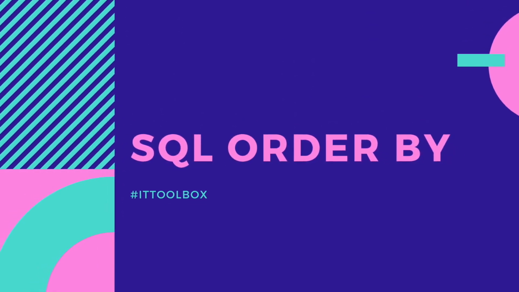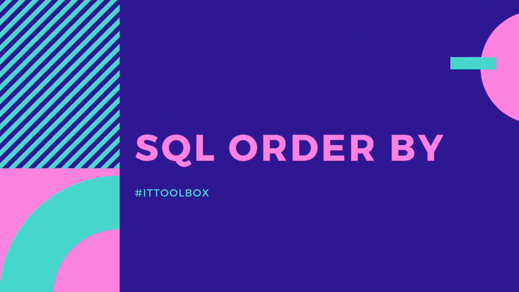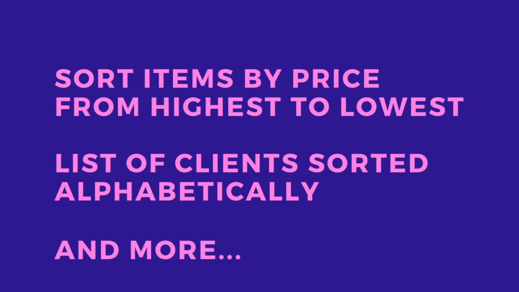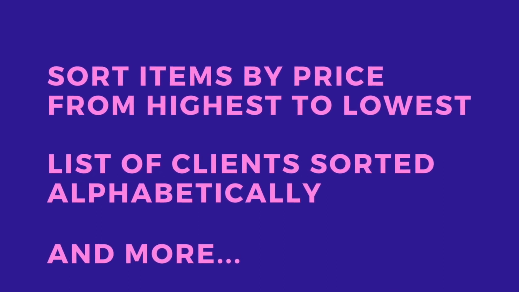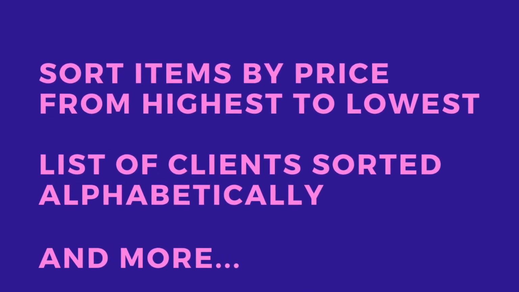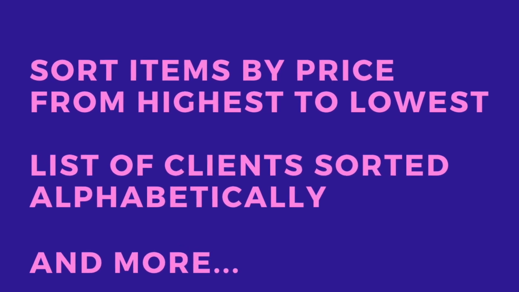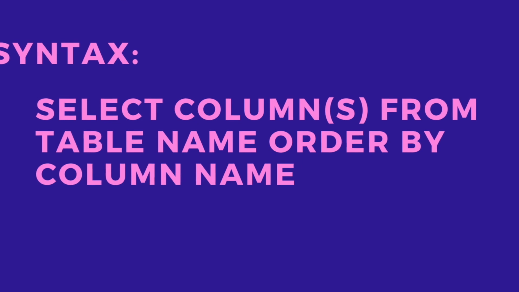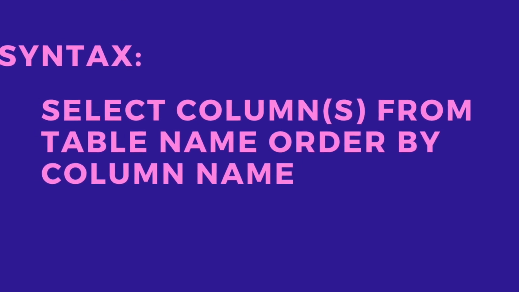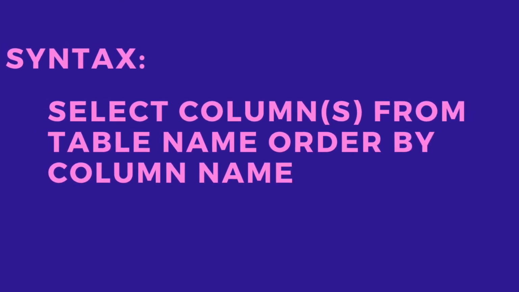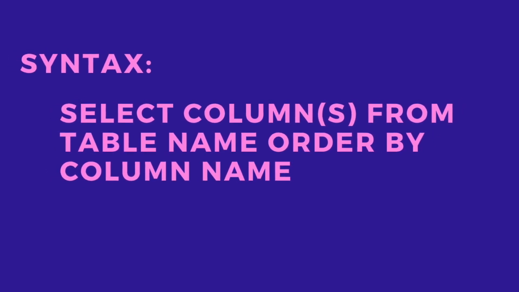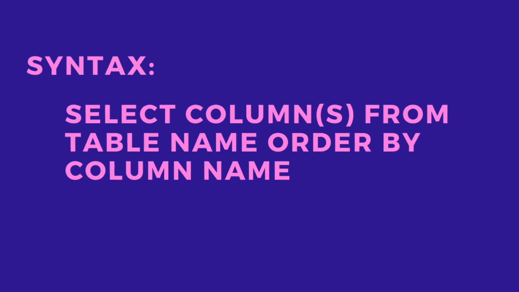SQL also has a keyword called order by, which is used if you want to order data retrieved from your database. For example, if you want to sort the items based on price from highest to lowest or vice versa, or if you want a list of client names sorted alphabetically. This is the syntax for the order by keyword when used in a select query: select column or columns from table name, order by column name.